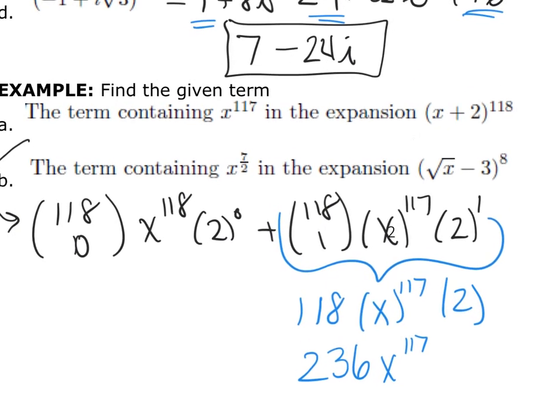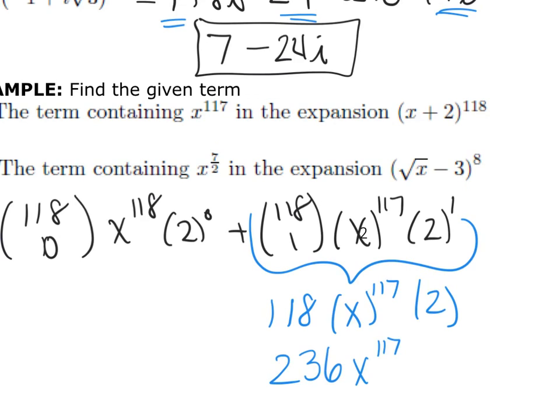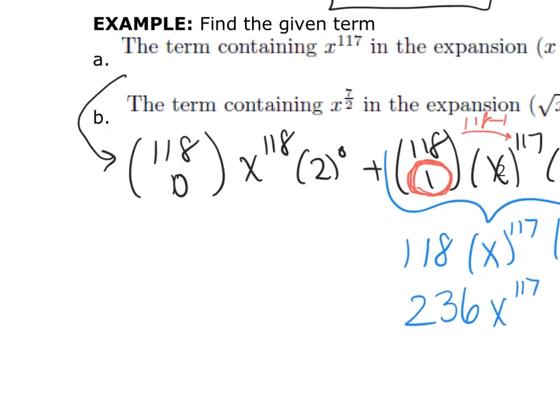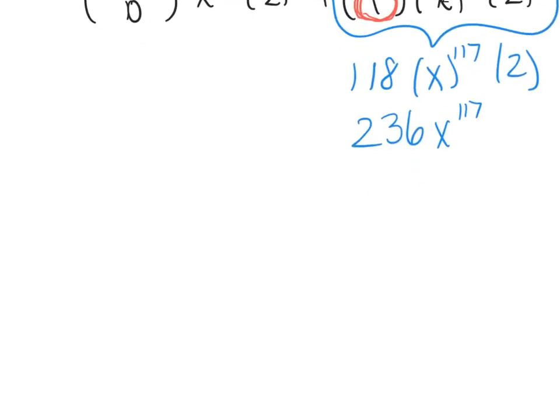Now notice, this is something to notice, that this is how I got to there, 118 minus 1. It is my second term, but it's 118 minus 1. I'm going to give you another one to practice before we go back up to that lovely one.